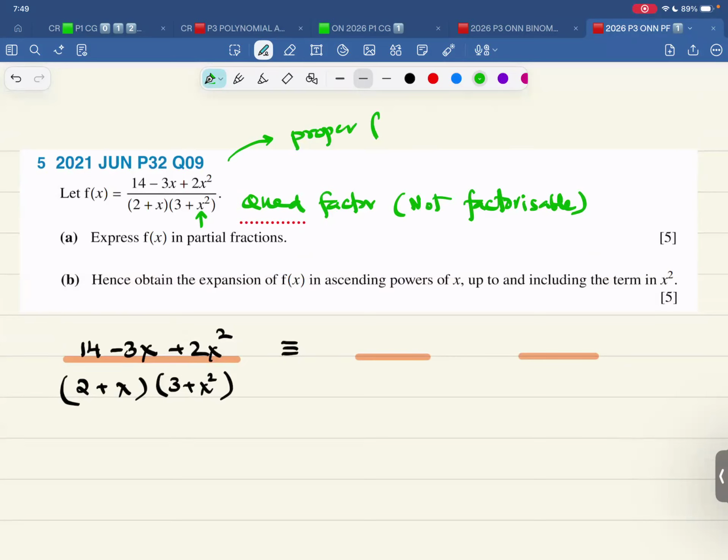Also have a good look. Because the highest power of the numerator is 2, the highest power of the denominator is 3. So all these cases, for right now, we are dealing with proper fractions.